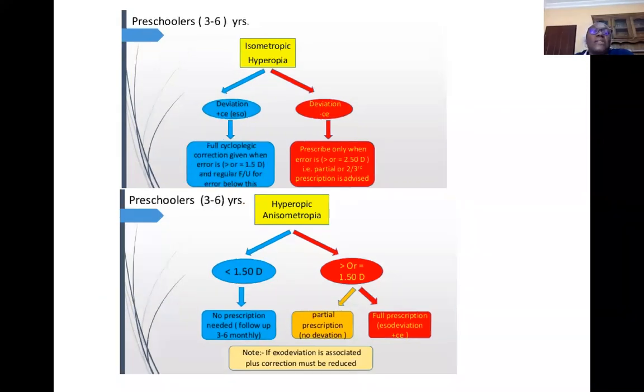So in the preschool years, it's also the same thing. If there's deviation, you give the full cyclopegic correction, and regular follow-up is recommended as well. Then if there's no deviation, prescribe only when the error is more than 2.5 and the vision is affected as well. Then also in anisometropia, if it's less than 1.5, there's no need between these ages. But if it is more than 1.5, you can give the full prescription. If there's deviation, it's just the same as the other ages.